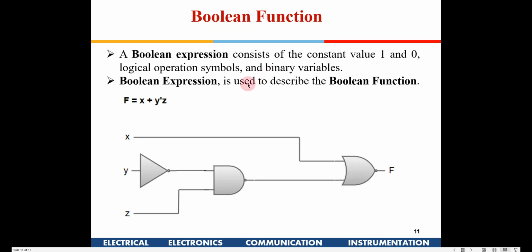Now what are these Boolean expressions? These Boolean expressions are described by a Boolean function. Suppose this is the output function which we require.